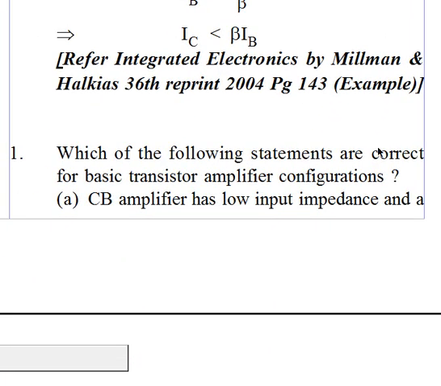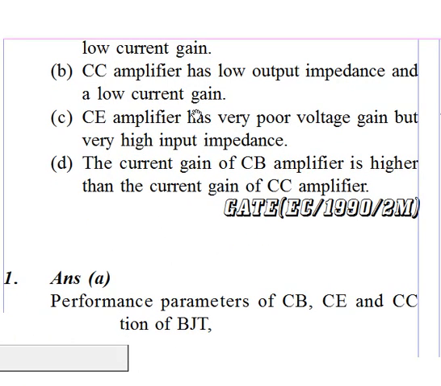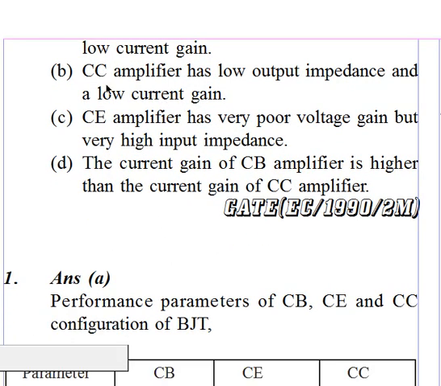Which of the following statements are correct? For basic transistor amplifier configuration, CB, that is common base amplifier, has low input impedance and low current gain. CC amplifier has low output impedance and low current gain. Common emitter amplifier has very poor voltage gain and very high input impedance. The current gain of common base amplifier is higher than the current gain of common collector configuration.